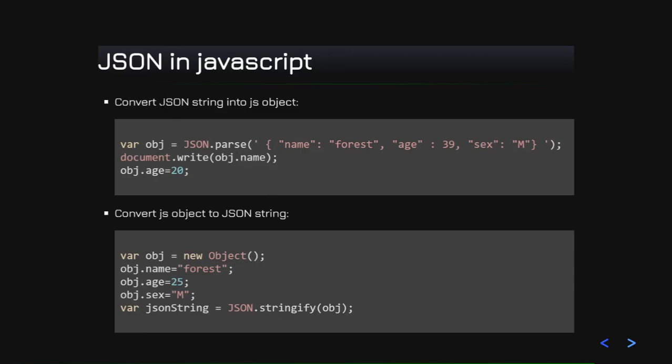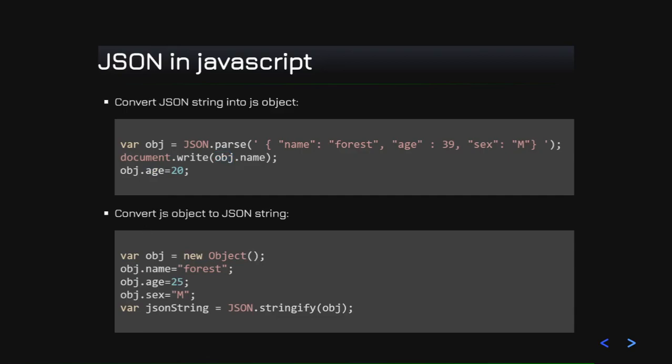This is how we can convert a JSON string into a JavaScript object. So here I have this string, and it is converted to an object using the JSON parse function, which is a function from the browser API. And then we can access these fields, name, age, and sex, of the object using a notation like this: object.name, object.age, object.sex. Okay, like this.